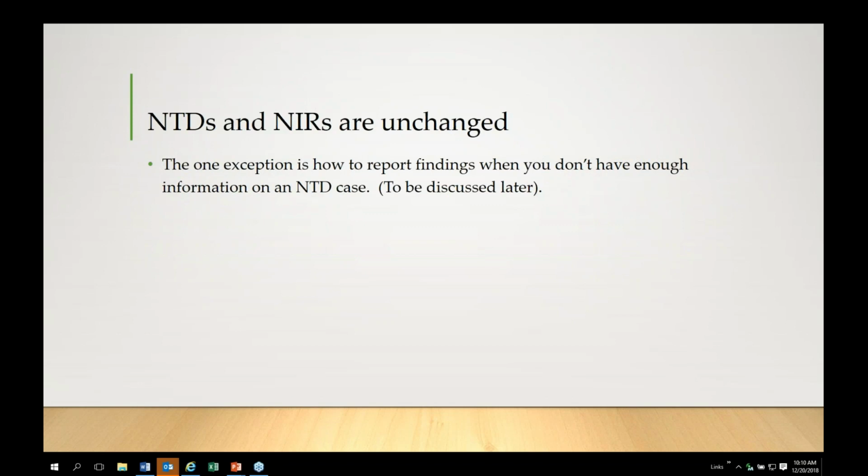The NTDs and the NIRs are not changed at all. And as you see here, the one exception is how to report findings when you don't have enough information on an NTD, and we'll discuss that a little bit later. But in general, there's no change in this category.